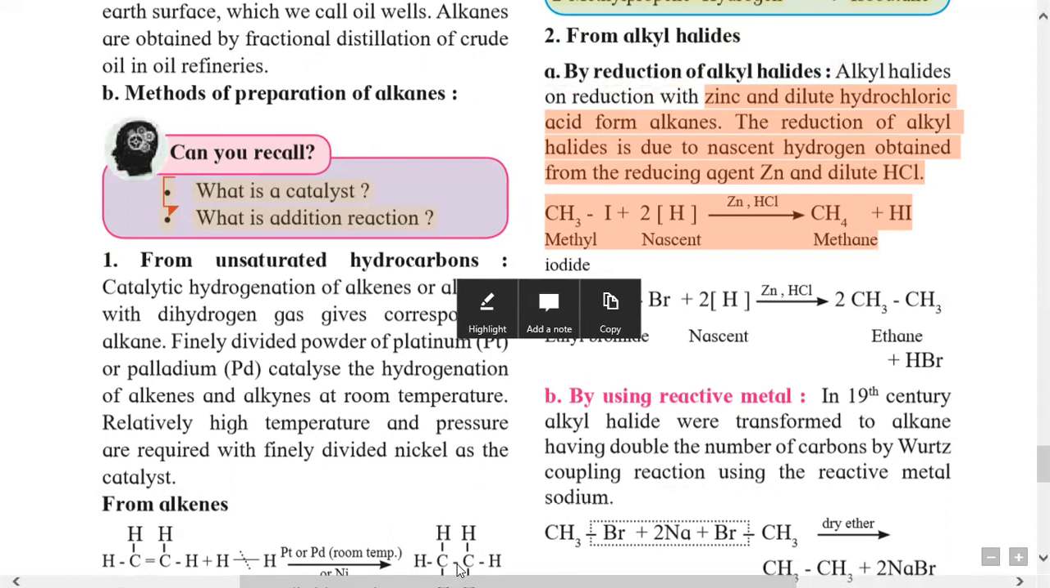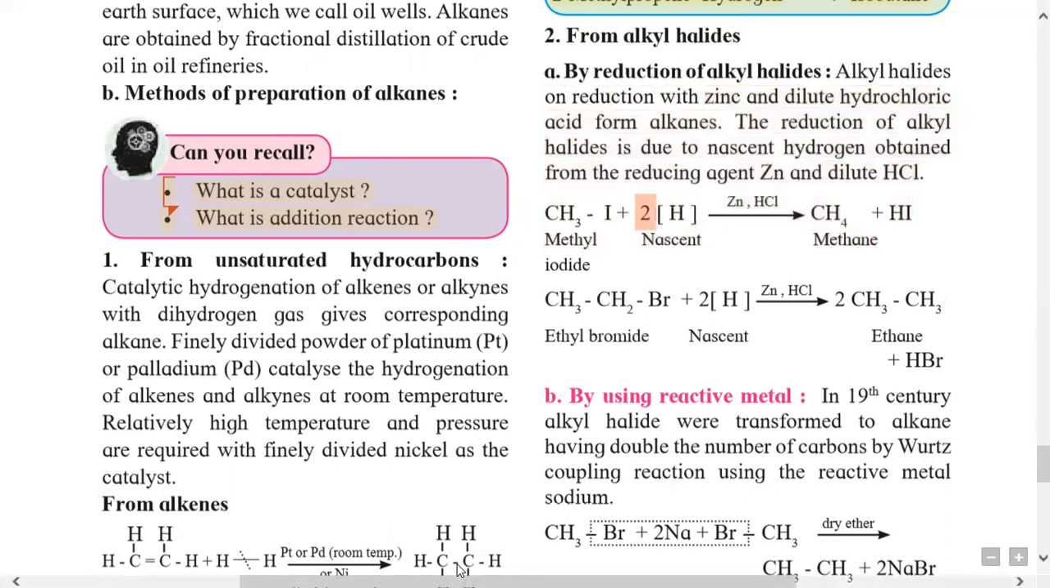This is the atomic hydrogen obtained when zinc metal reacts with dilute hydrochloric acid, and the reaction will be Zn plus 2HCl gives ZnCl2 plus 2H. This 2H is the nascent hydrogen, called atomic hydrogen. This is a very reactive hydrogen.